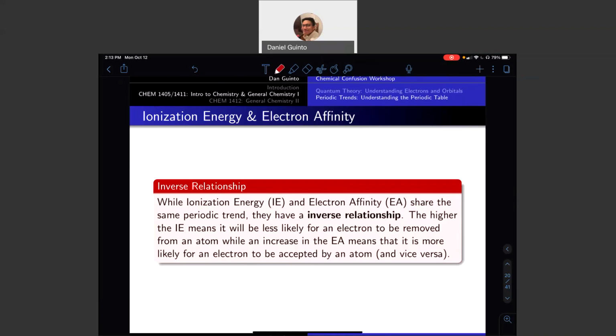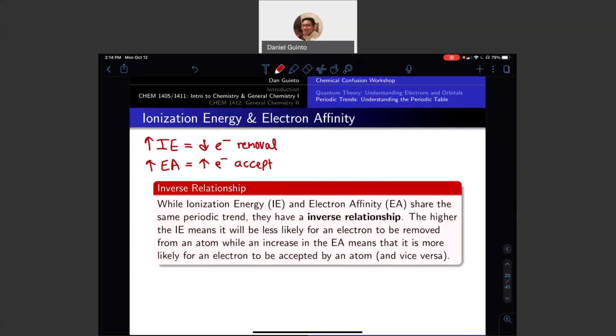So let's look at it like this. Whenever you have a high ionization energy, you are less likely to give up an electron, meaning removal. But when you have a high electron affinity, you are more likely to accept an electron. So it's not so inverse in the sense that you'd think, oh, if I have high ionization energy, I have low electron affinity. No, it's not that direct, but it's in terms of how it deals with electrons here. If something is less willing to remove an electron from its valence shell, that means it's more willing to accept one. So for now, that's all we're going to focus on. We'll come back to this in a bit.